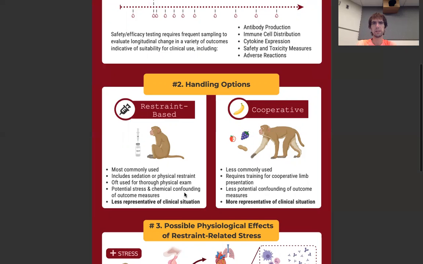By comparison, a less commonly used approach involves cooperative sampling, made possible with positive reinforcement-based training. In this method, animals develop positive associations with handler interaction and are made more comfortable with routine medical procedures. This should help reduce the introduction of stress during sampling and is more representative of what actually occurs in the clinic.